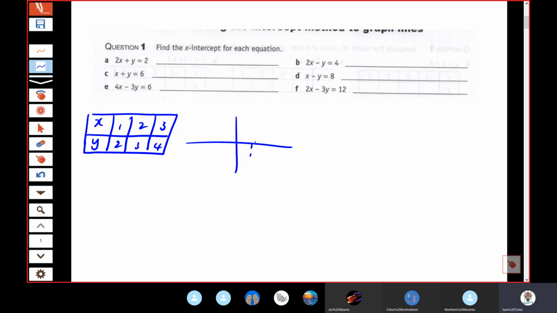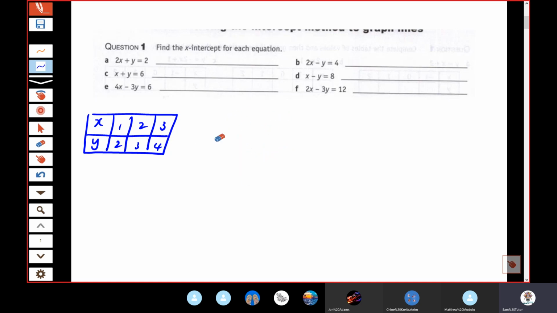We graphed it. X is 1, y is 2, x is 2, y is 3, and then x is 3, y is 4, something like that. And then we drew the line, hopefully passing through the dots. Looks good. That was last week. We did that, which we're going to recap this week as well.